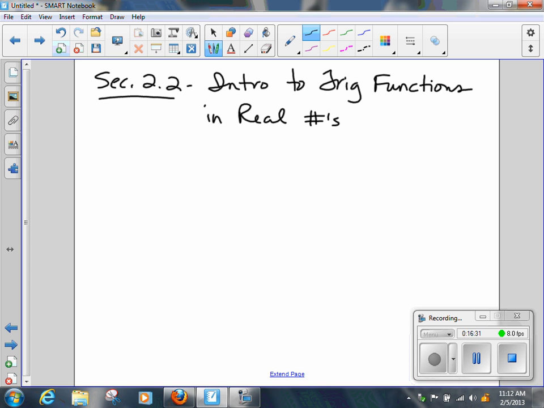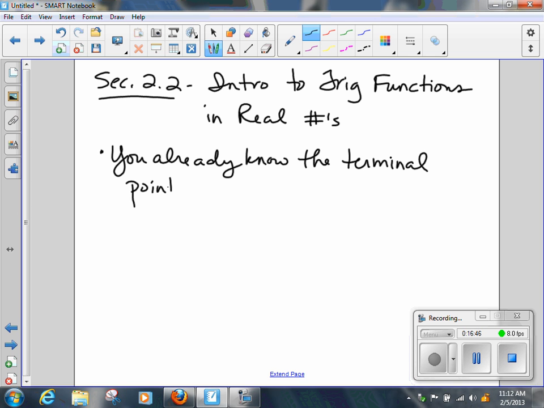Okay? You've already learned the terminal points of the unit circle, right? You already know the terminal points. Or if you don't know them yet, you're going to know them all in the next 2 days. What's tomorrow, by the way? The whole thing. The whole thing. You better figure it out. I don't know why you wouldn't.